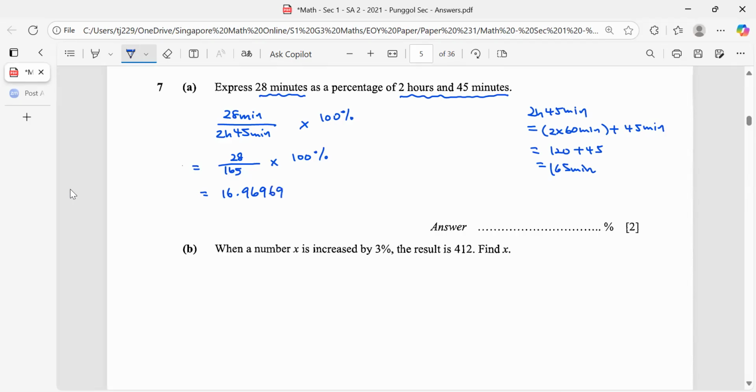16.969697. Okay, you can choose to write down the entire list of numbers in the calculator, or you could give it up to 4SF, thereafter rounding it to 3SF. So the third SF is the number 9. We will have to round it up because the next SF is more than 4. So it'll be 17.0%, rounded off to 3SF.